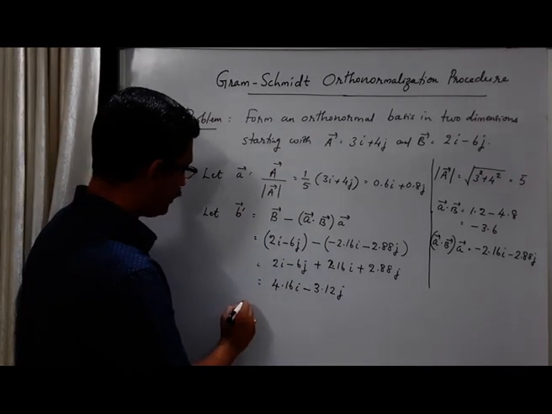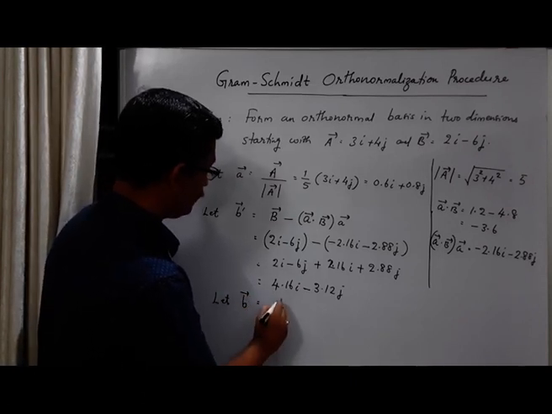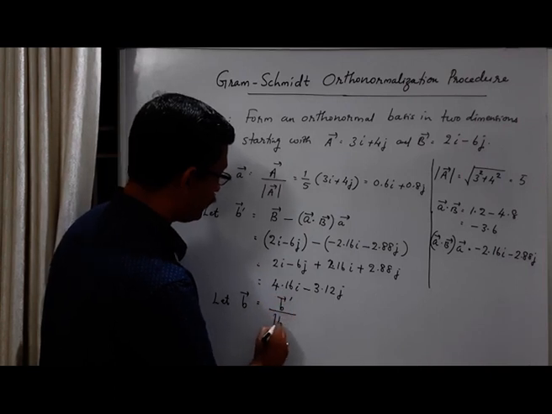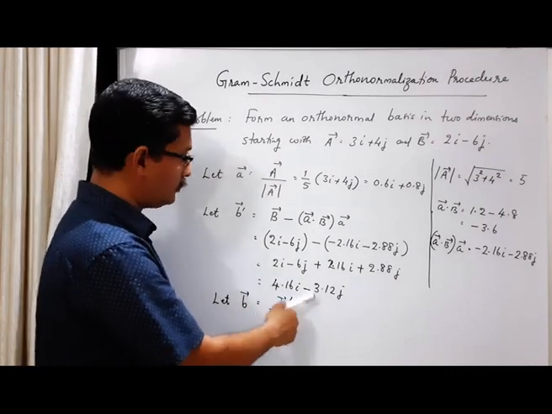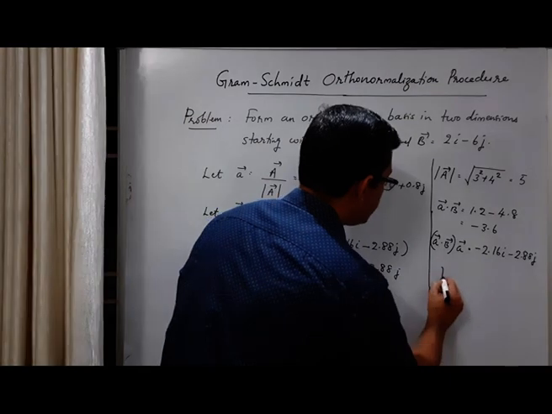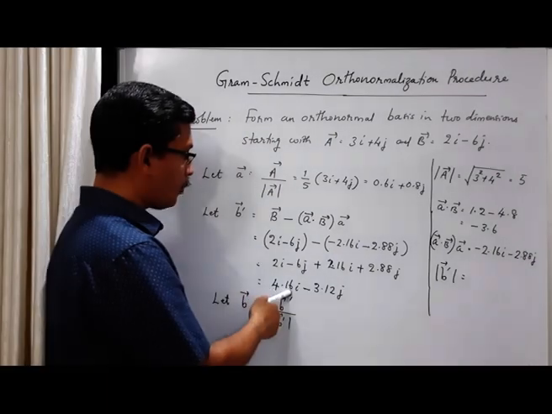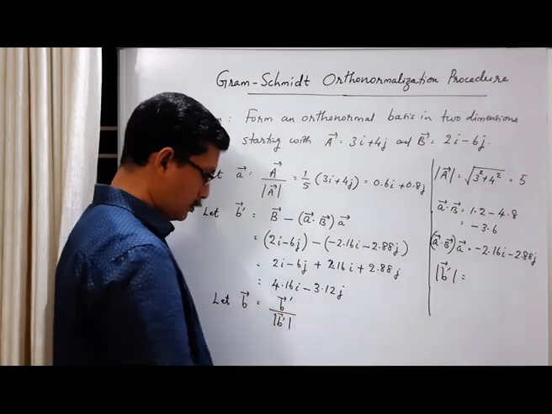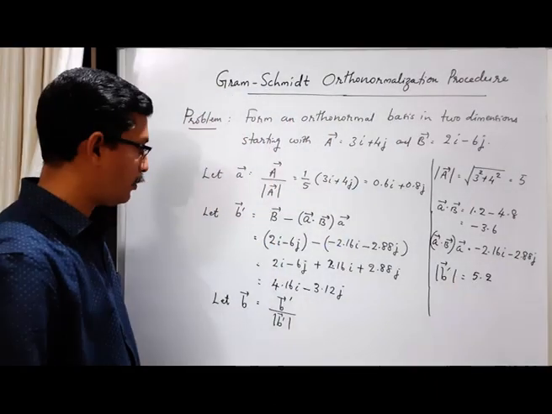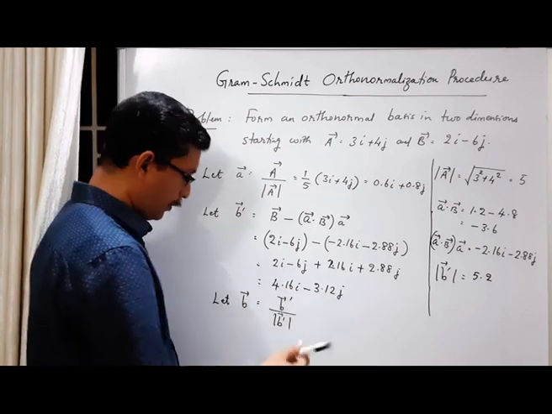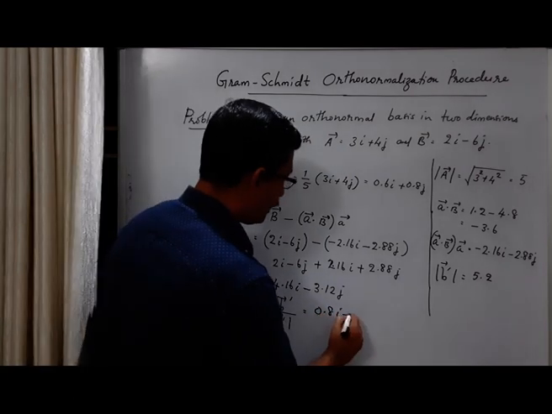Now we want to find vector b. Vector b is vector b prime divided by modulus b prime. So for that we want to find the modulus of this vector. This modulus b prime is the square root of 4.16 square plus 3.12 square, and its value is 5.2. You can try to do this. You divide these two terms by 5.2, and what you get is 0.8i minus 0.6j.